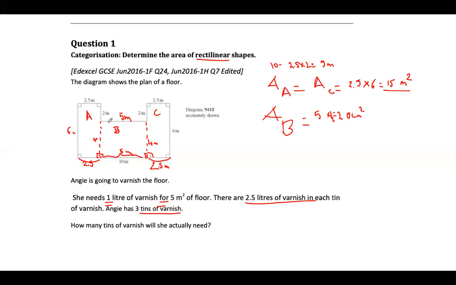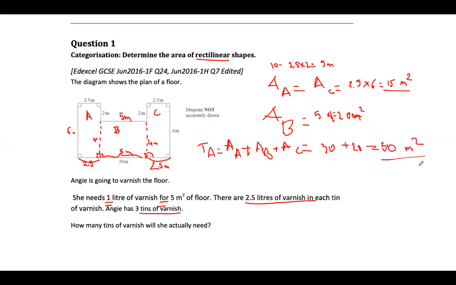We need the total area of the whole rectilinear shape. Obviously, the total area is made of area of A plus area of rectangle B plus area of rectangle C. Now we know rectangle A and rectangle C are the same, it's 15, so it's going to be 15 times 2, 30. I'm going to write 30 straight away, it should be square meters. 30 plus 20 equals 50 square meters.